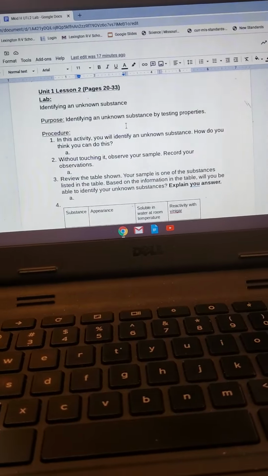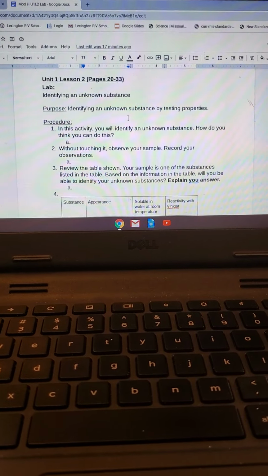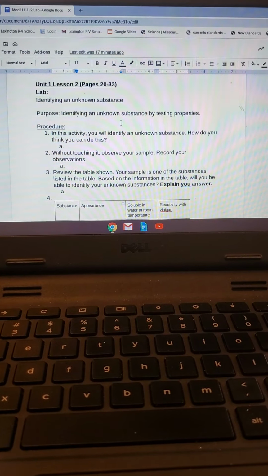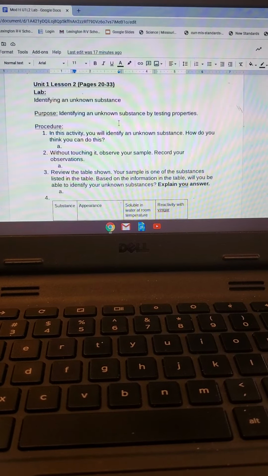This is our Mod H Unit 1 Lesson 2 lab. So this is the big lab, the second one, after you've hopefully taken all of the notes. In this one, we are going to be identifying unknown substances. So let's go. All right, so here, identifying an unknown substance by testing its properties.